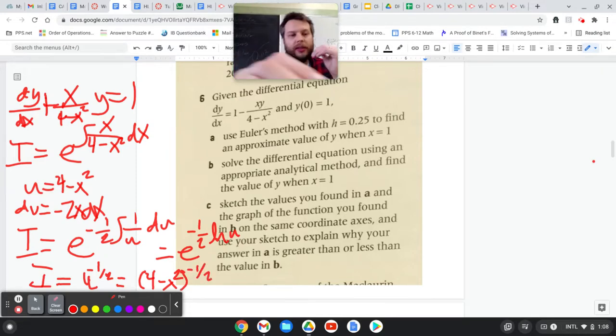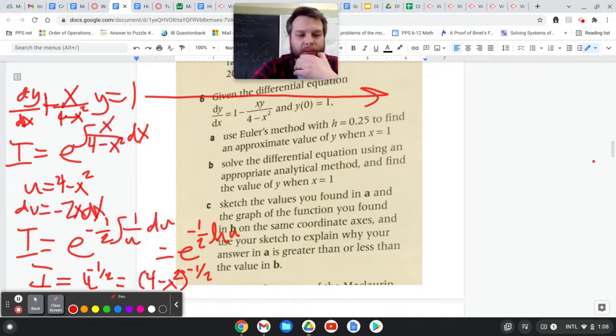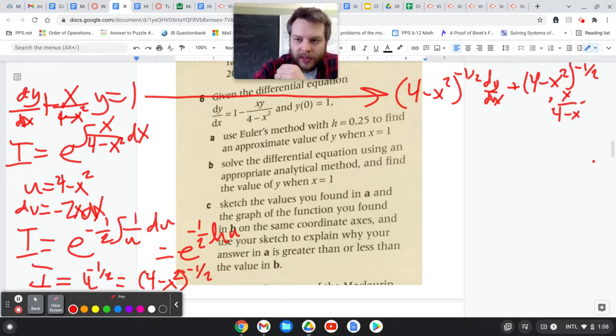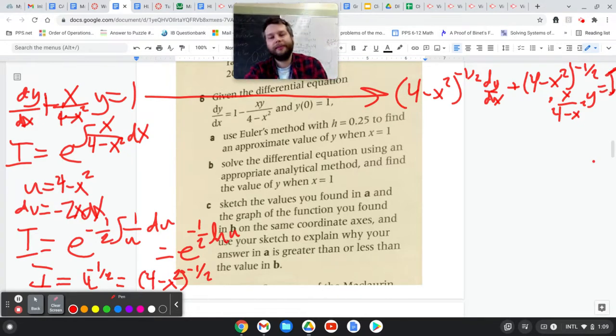So let's take our original differential equation and multiply everything by I. So we have 4 minus x squared to the negative 1/2 dy dx plus, this is going to get a little hard to fit on here, but we have our integrating factor, 4 minus x squared to the negative 1/2 times x over 4 minus x squared y is equal to 1 times our integrating factor. So I'm just going to cheat and write capital I there.